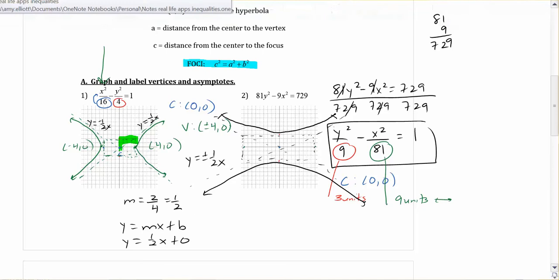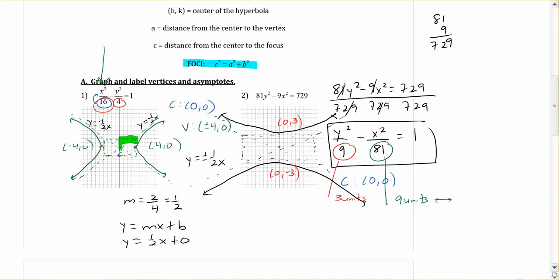So like we had y squared over 9, where we went out 3. That's going to be 0, 3. That's going to be your vertex. 0, 3, and 0, negative 3. If I come back over here, it was over 16. We went out 4 in the x direction, and those 2 points were my vertices. So that's also going to help you if you want to memorize that. So I have my vertices.